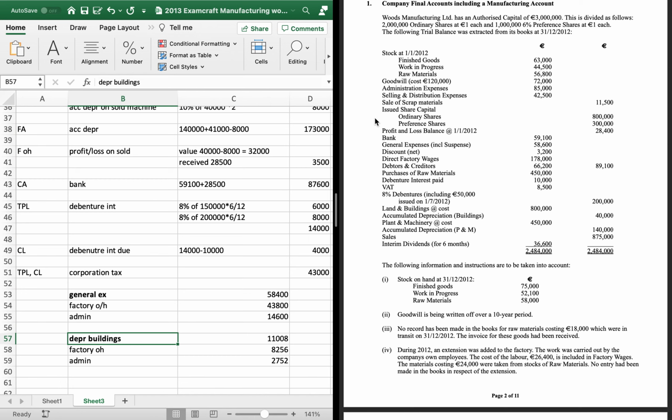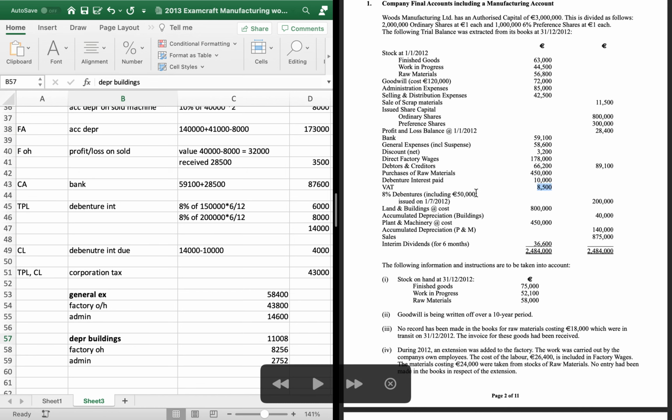Your share capital is financed by. Profit and loss is a credit, so that's a plus in the profit and loss account in the trading. Bank we've done, general expenses we've done, discount net, it's a debit, so that's a selling expense. Direct factory wages we've changed, debtors, creditors, purchases, nothing to do with debenture interest paid. VAT is a debit, which makes it a current asset. Debentures, financed by. Land and buildings have changed, depreciation, plant and machinery, accumulated depreciation and sales, they're all changed.